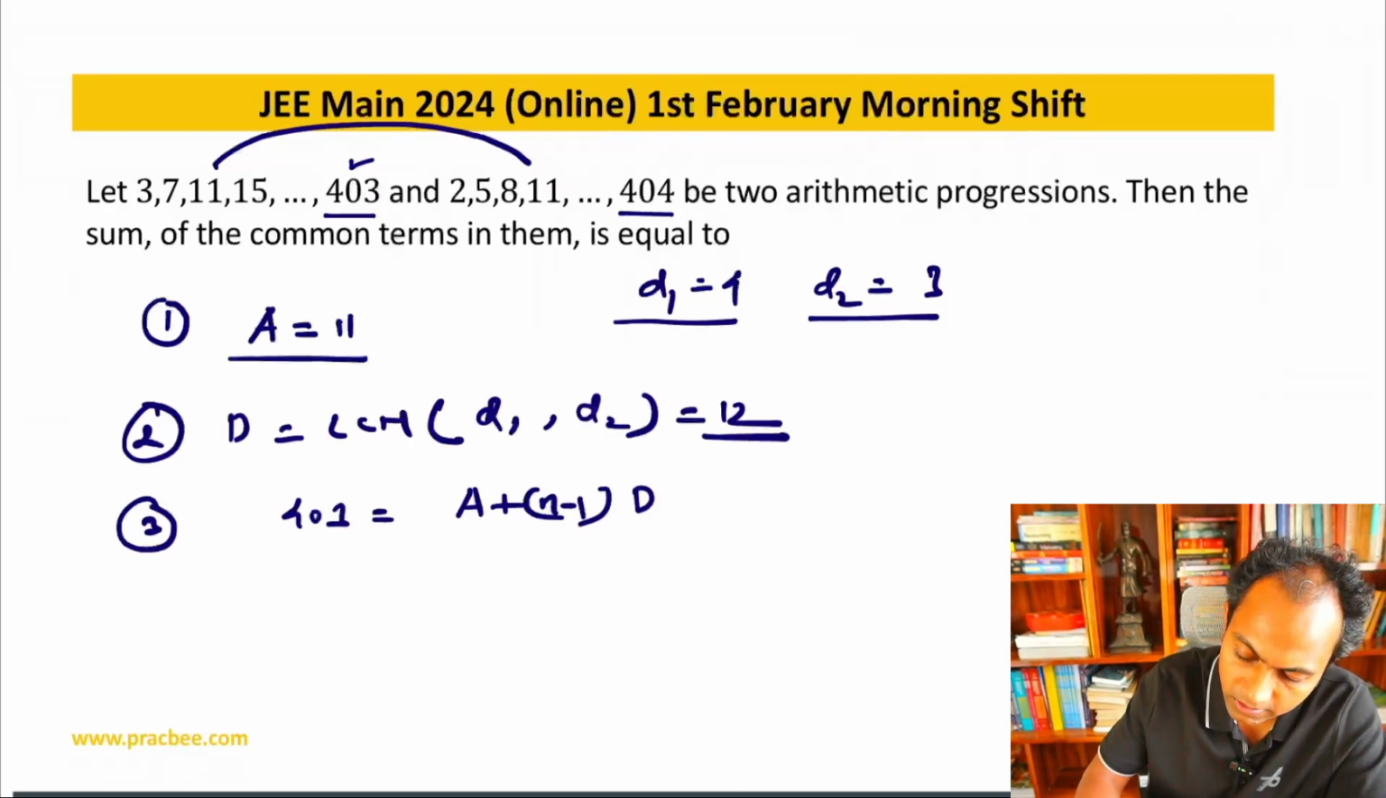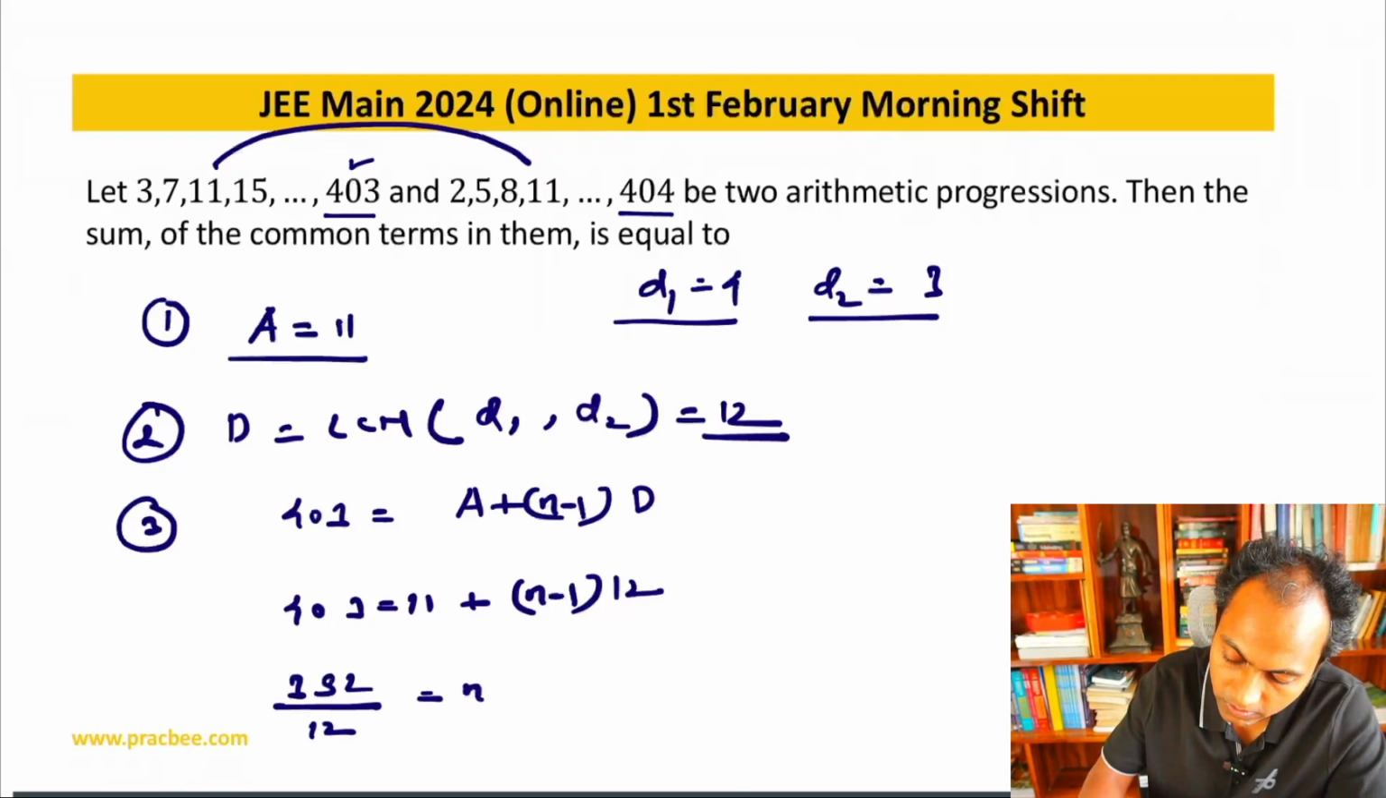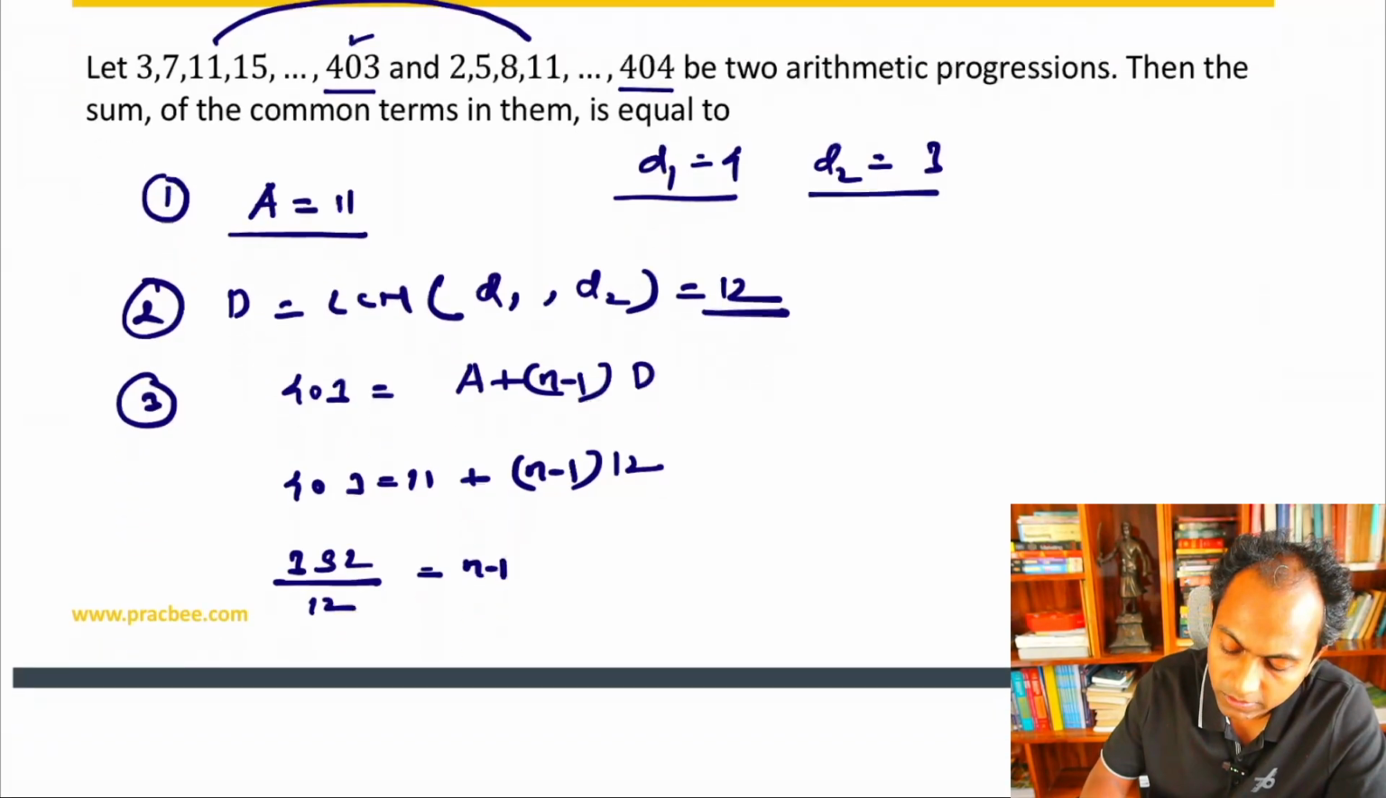So if I do that, a is nothing but 11, n minus 1, d we have already figured out is 12. If I subtract 10, it will be equal to 393, and if I subtract one more, this will become 392. Divide by 12 is equal to n minus 1. Now all I need to do is divide by 12.